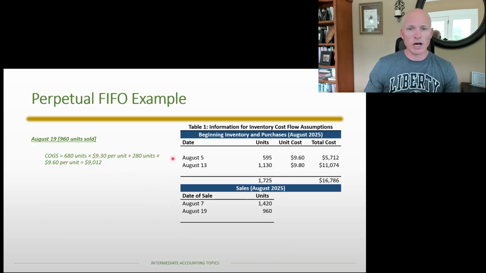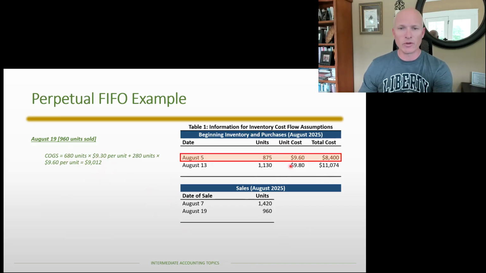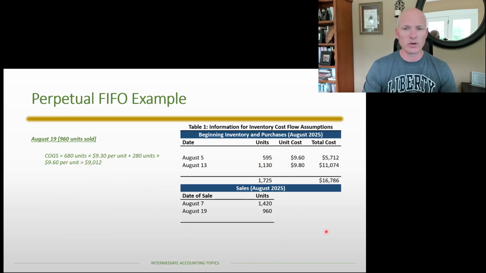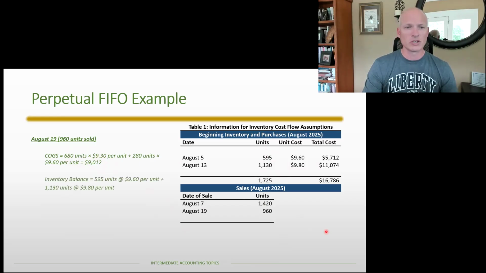All right, so again, we're updating. Instead of 875 units, we're down to 595 units, or 1,725 units total. And so that's the balance, 595, another 1,130, and the total cost, $16,786. Again, that's the sum of the two layers.